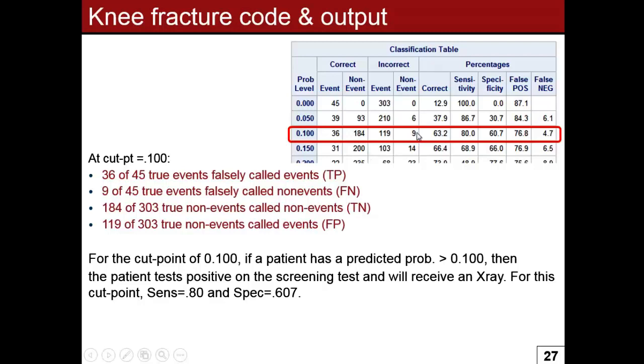And here we incorrectly called, I'm reading this backwards now. This is the number of actual events. This is where SAS uses annoying lingo. It incorrectly said non-event, which means it was actually an event. This is SAS double negatives. These are 9 cases that it incorrectly called non-cases, so they belong in the denominator as true events. And these were correctly called events. I'm sorry, this says the opposite.